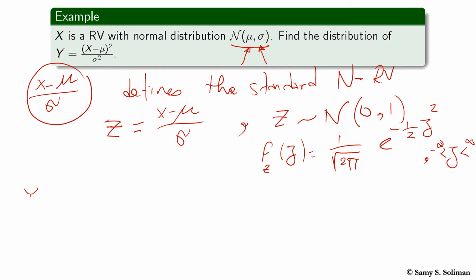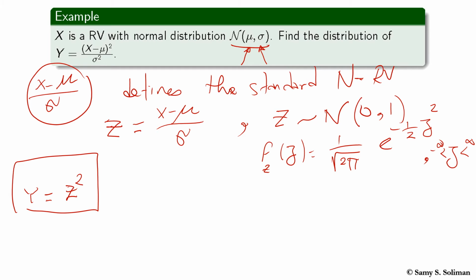Next, we have y equals (x minus mu) squared over sigma squared, so that is z squared. So now we have a new random variable, y, defined in terms of random variable z, for which we know the probability density function. However, this relation is not a one-to-one relation. For any positive and negative values of z, both correspond to the same value of y.